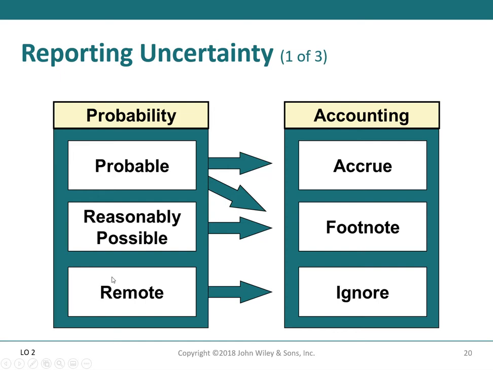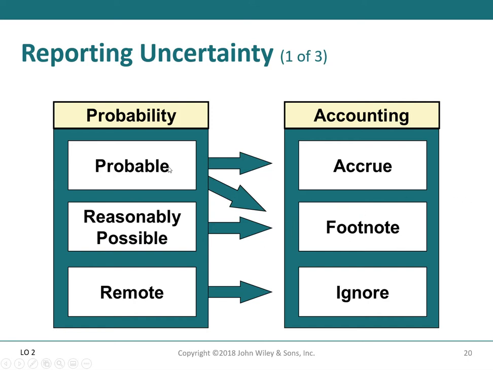For example, if we're the manufacturer of a vehicle and we provide a warranty, we don't know how much the warranty claims are going to be. So it's items such as that. Potential lawsuits, right? Someone tripped on your front step, got injured. You don't know if they're going to sue us or not. So here's the probability. So we have probable. That means it has to be accrued or put in the footnotes.